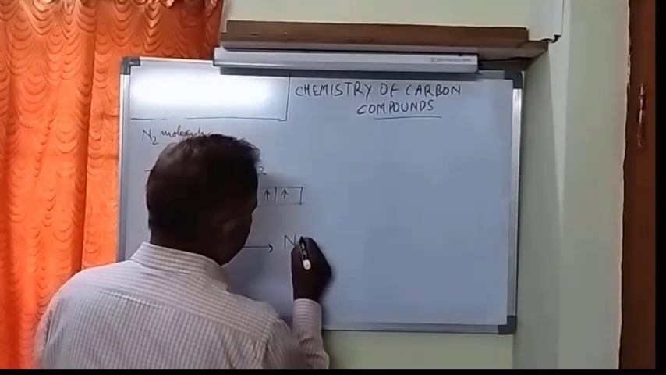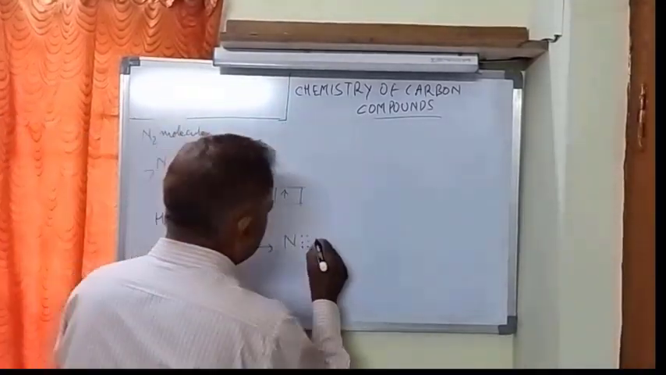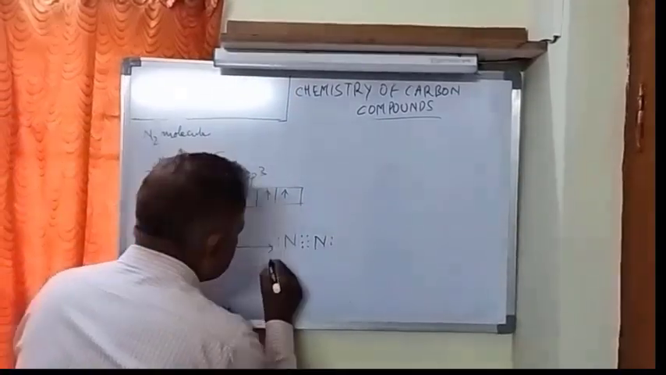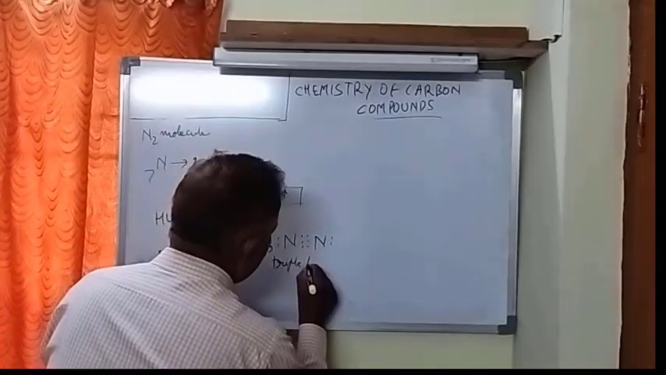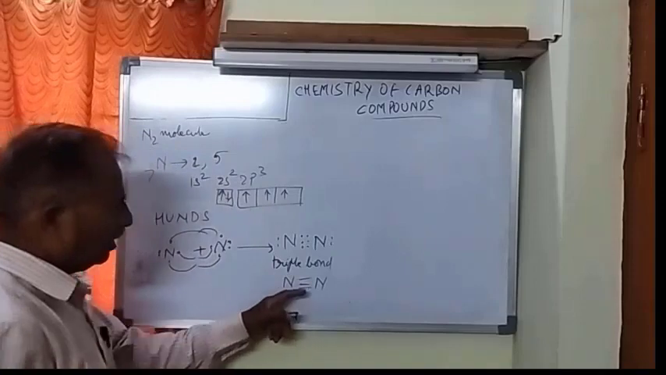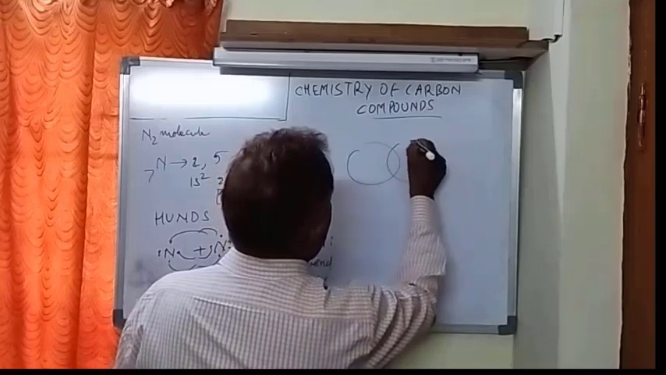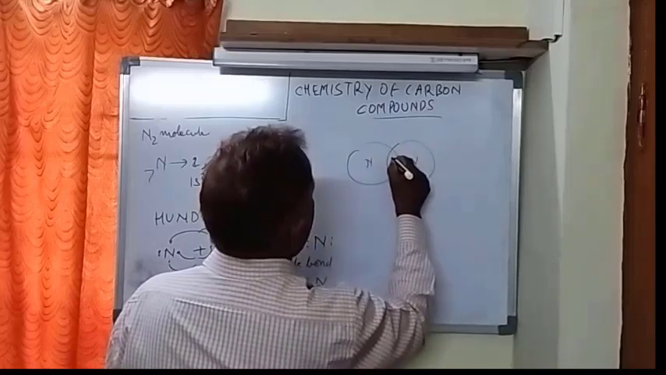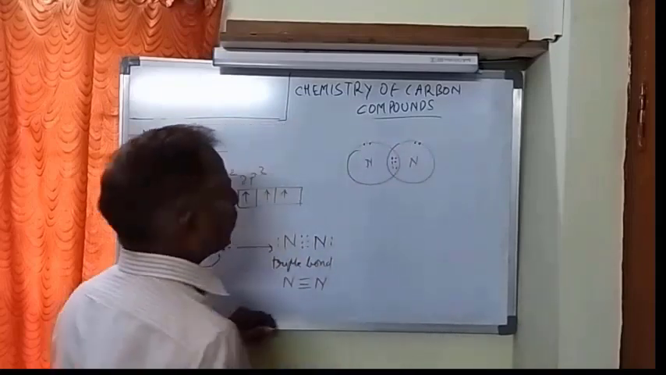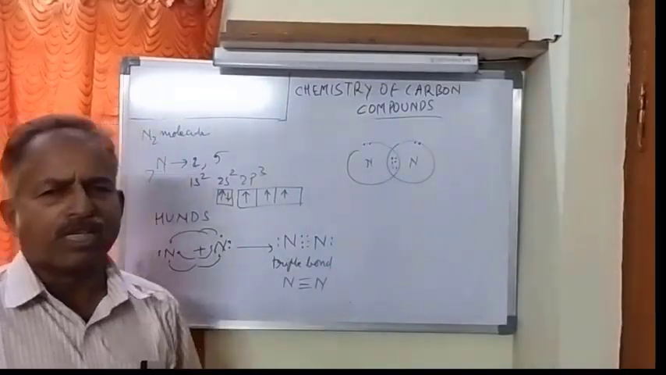Therefore we get nitrogen 1, 2, 3. 3 pairs of electrons are shared. So since 3 pairs of electrons are shared, it is referred to as a triple bond. Triple bond is represented by N triple dash N in this manner. Or otherwise you can draw it like this also. Nitrogen. So these are shared pairs of electrons, and this is an unshared pair of electrons. Shared pair of electrons means they belong to both the nitrogen atoms. So nitrogen has a triple bond.